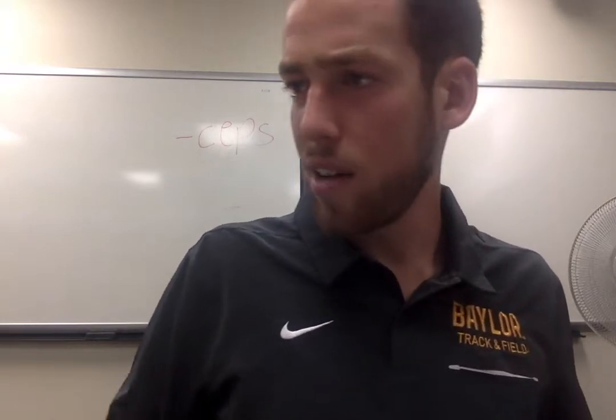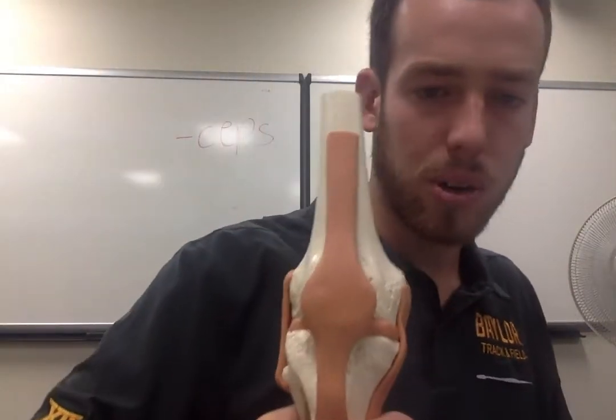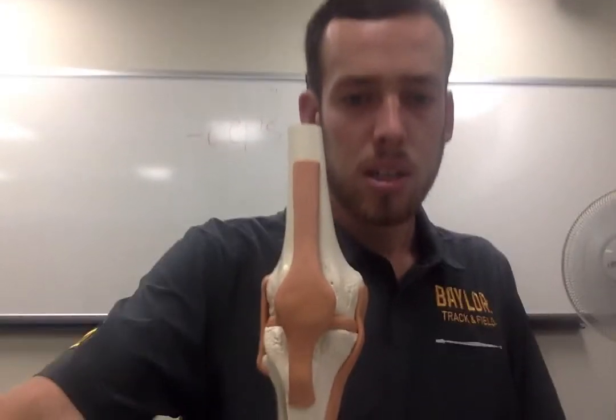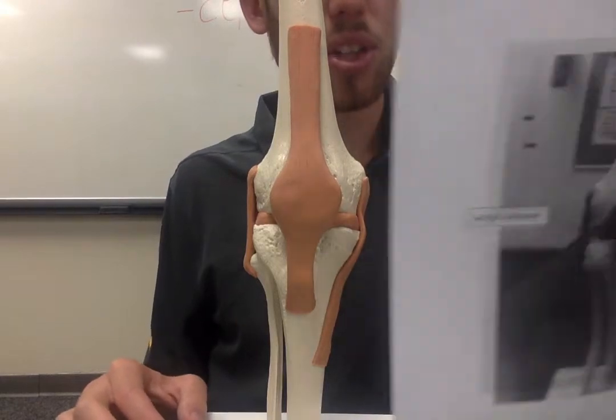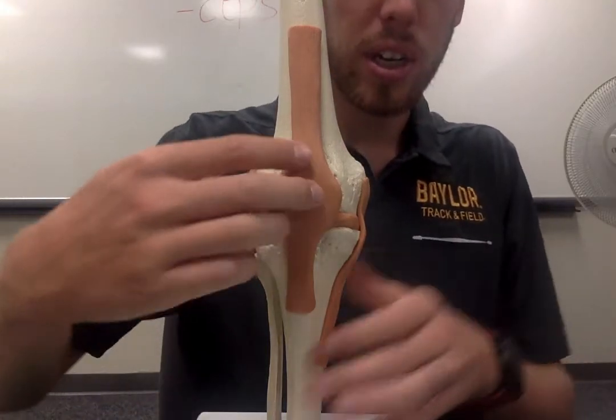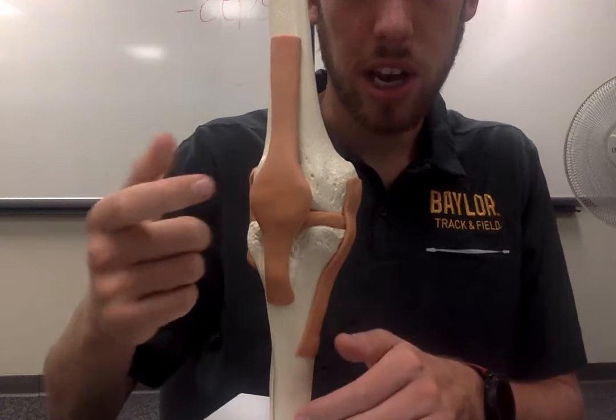Next up, we have our knee. I'm going to start with this knee model, and then I'll switch in a minute here. So what we're looking at here is the right knee anterior view. Looks like this, page 4. So the first thing you'll notice is the patellar. So here's our patella bone, our kneecap.